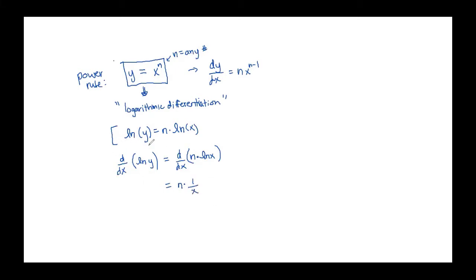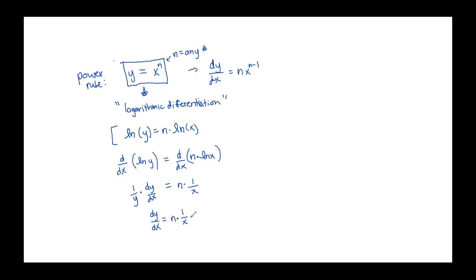On the left-hand side, the derivative of natural log of y. Well, the derivative of natural log of something is just 1 over something, so 1 over y. But since this is a y and that's not an x, I need to use the chain rule, times the derivative of y with respect to x. Our final step is to isolate dy dx, so multiply both sides by y. I have dy dx equals n times 1 over x times y.